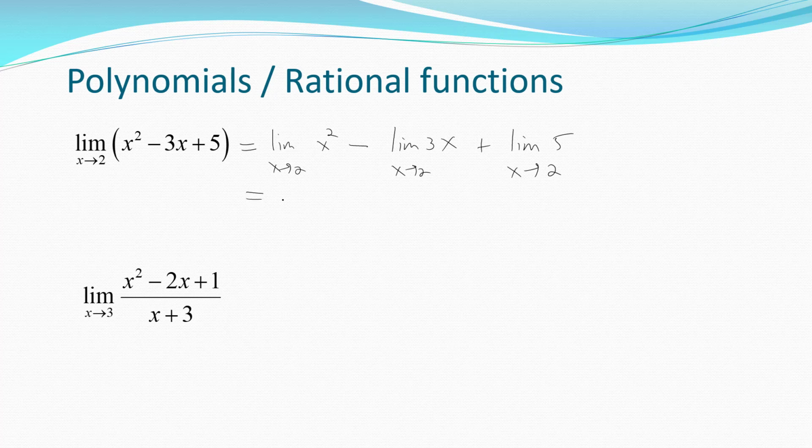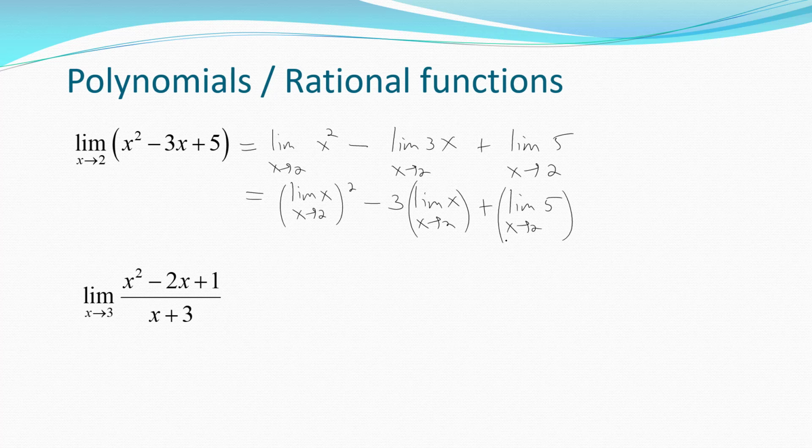Now, the limit of a power is a power of limits. So that would then be the limit of x as x approaches 2, which is then squared, minus the limit of a constant multiple is a constant multiple of the limit. So the constant can come out to get 3 times the limit of x as x approaches 2. And then you just have the limit of the constant, which here I'll just recopy over.